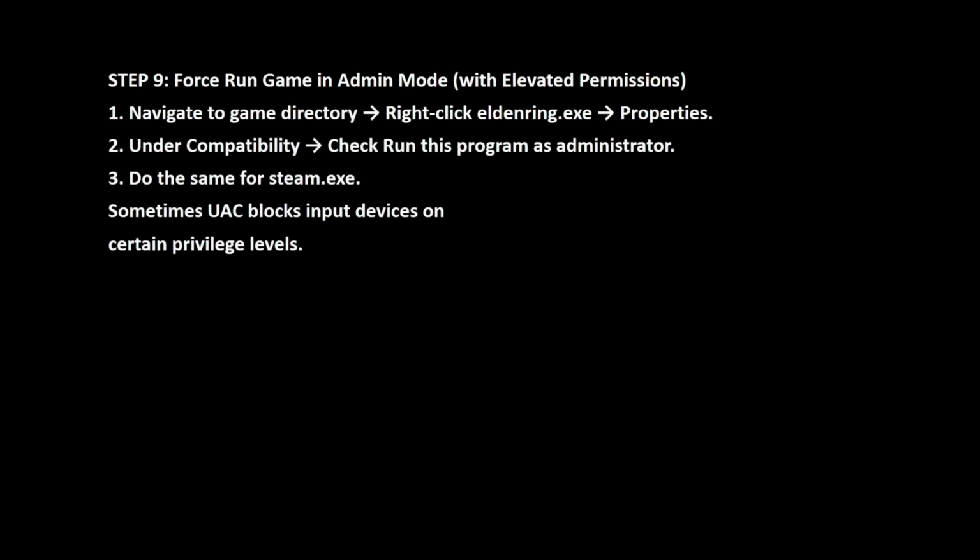Now for Step 9, force run the game in admin mode. Navigate to the game directory, right-click eldenring.exe, then go to Properties. Under Compatibility, check Run this program as administrator. Do the same for steam.exe. Sometimes UAC blocks input devices on certain privilege levels.